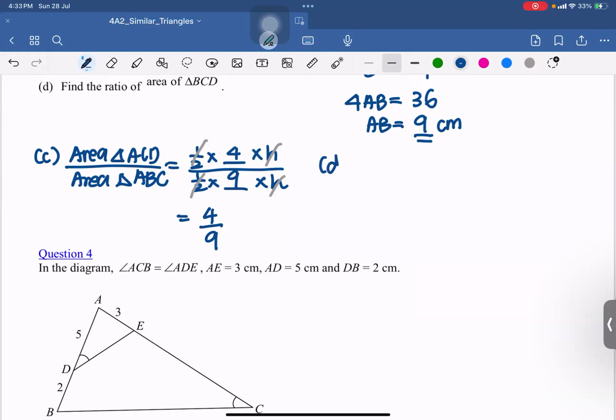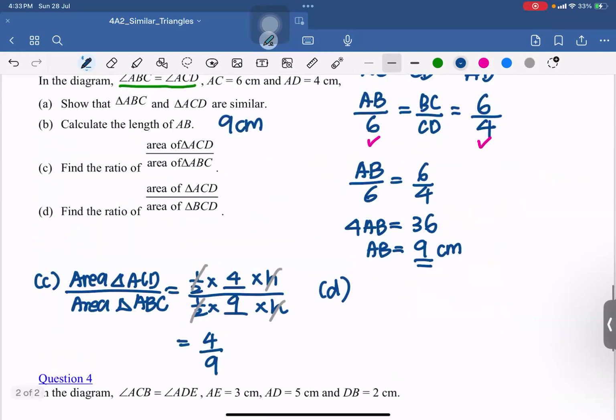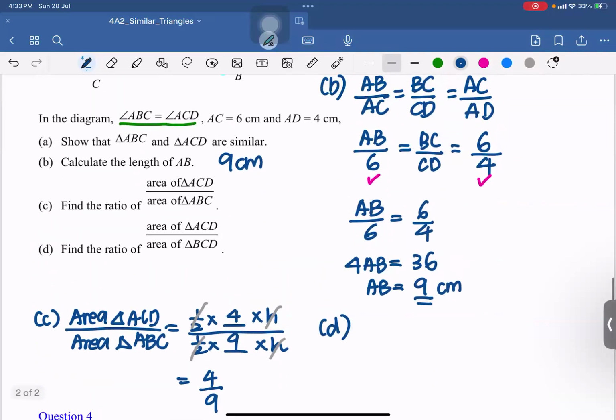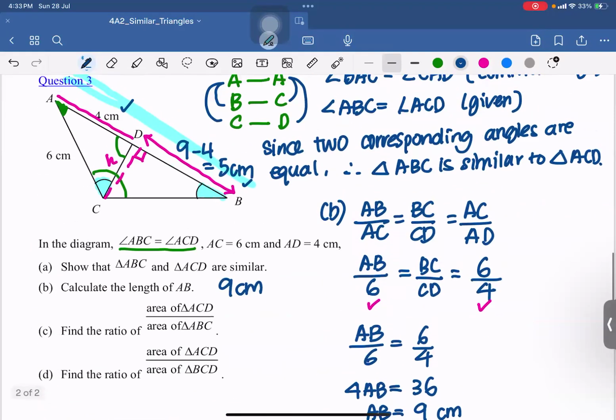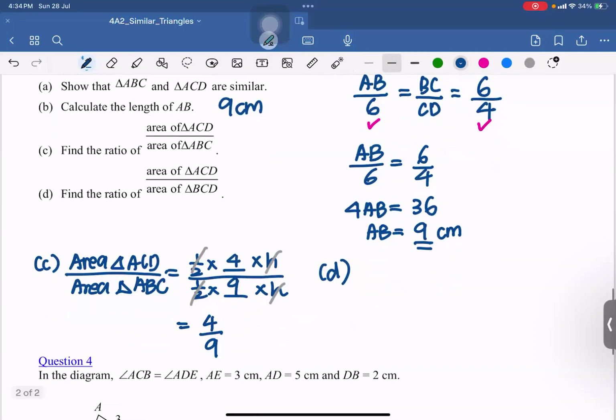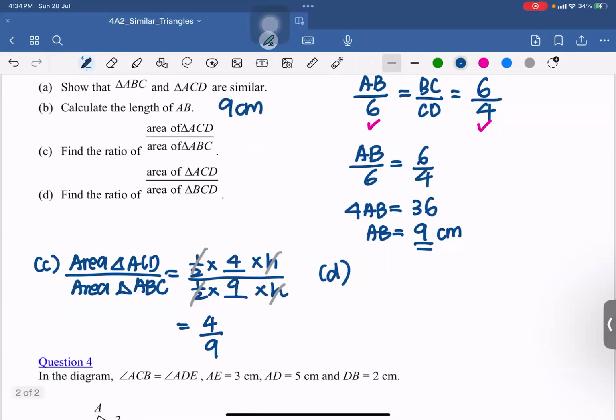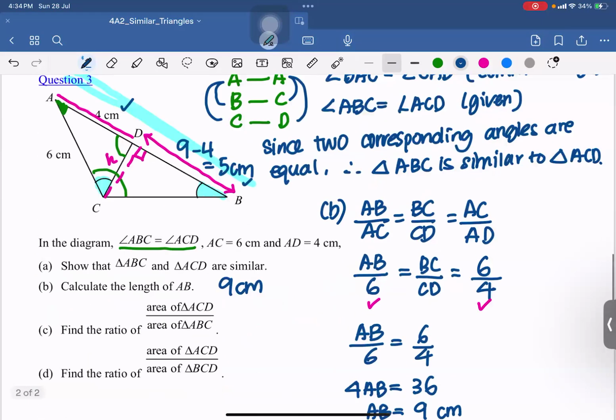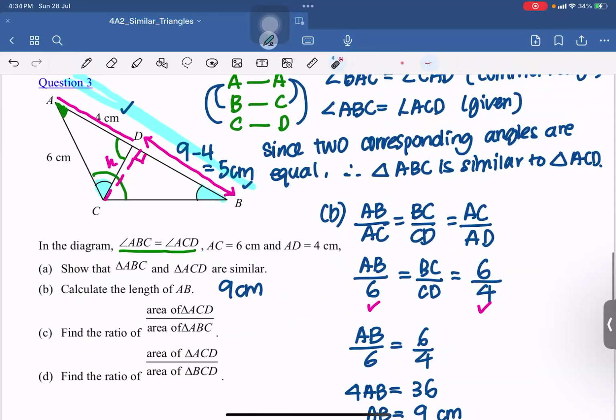Next one, part D, find the ratio of the area of triangle ACD over BCD. Oh yeah, sorry, I looked at the wrong question. So I want the area of triangle ACD over BCD.